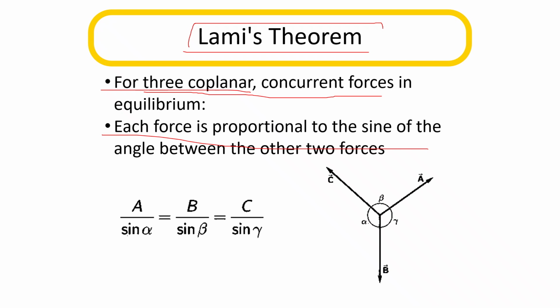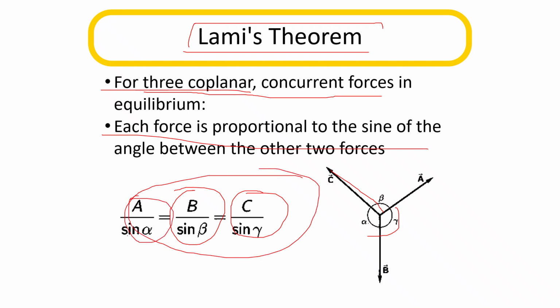Suppose that this is the force and this will be proportional to the sine of the angle, that is gamma. It means we can say that C by sin gamma, B by sin beta, A by sin alpha will be equal. So this formula is for Lami's theorem. From this theorem, you can calculate the values.